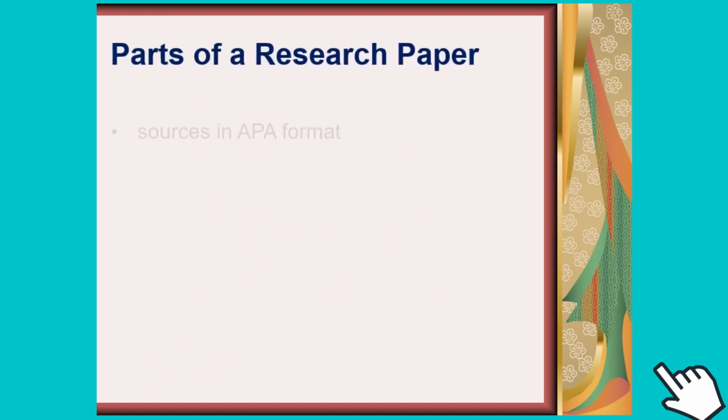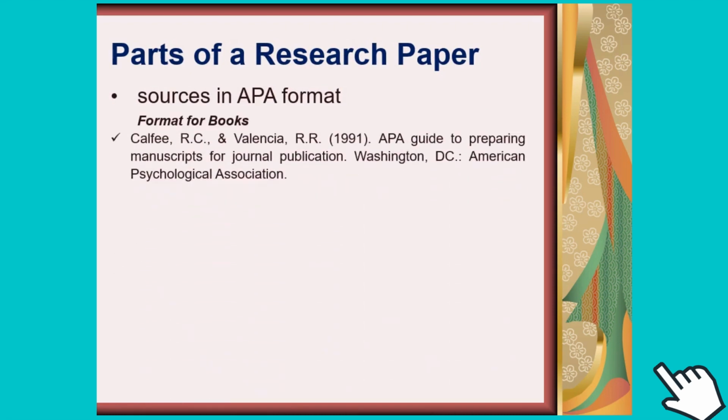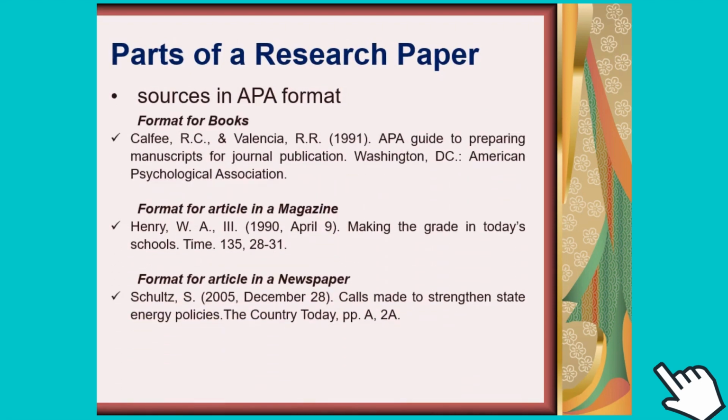The last part of a research paper is the references or the sources in APA format. So here are the samples of APA format for your references. For books, this is the example. It usually starts with the name of the author, followed by the date, the name of the book, and of course the publication. The same with the magazine and newspaper. It always starts with the name of the author, followed by the date, and then the title and the publication.